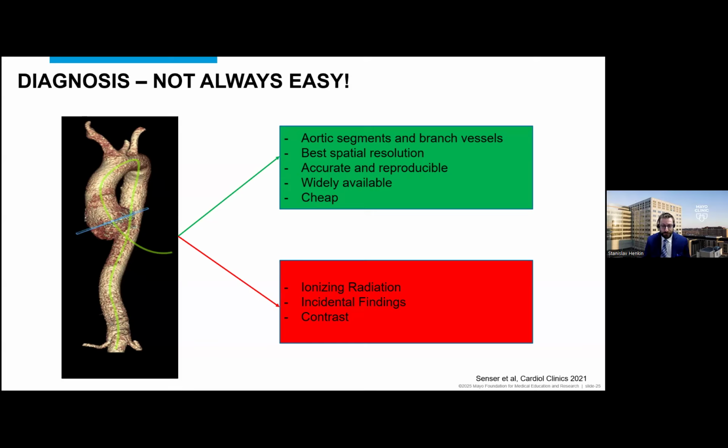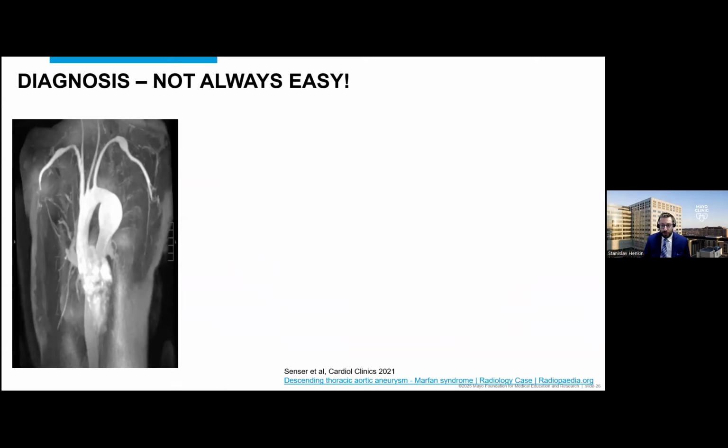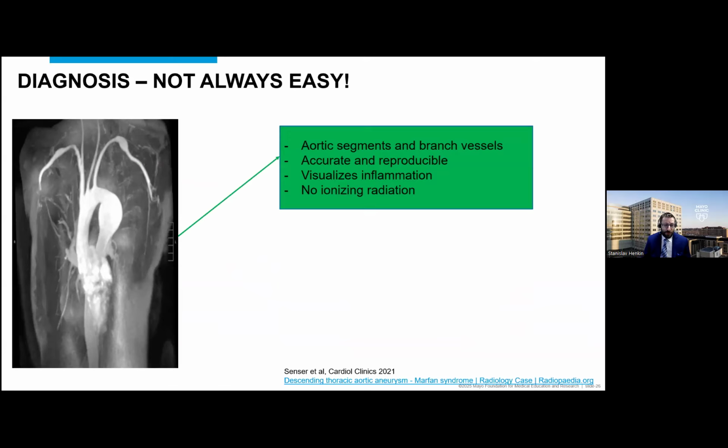Well, what about a different imaging modality? What about MRA with or without contrast? This visualizes aortic segments and branch vessels well and is accurate and reproducible. The other important aspect of the MRA is that it does visualize inflammation better than the CT. CT will give you that circumferential thickening, but it's not always the best to visualize. MRA gives you the best visualization of active inflammation. And it doesn't have ionizing radiation.